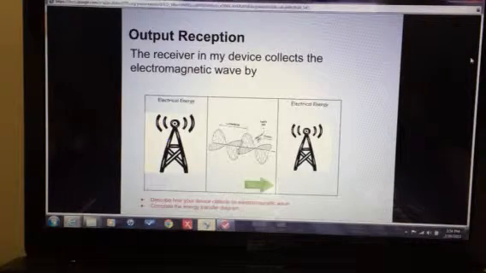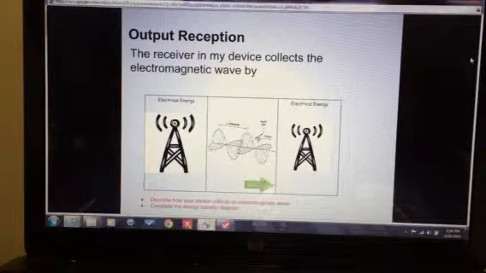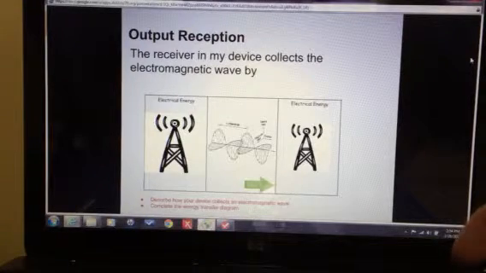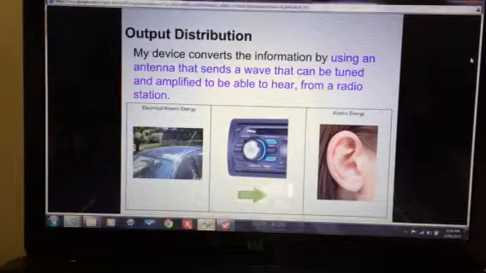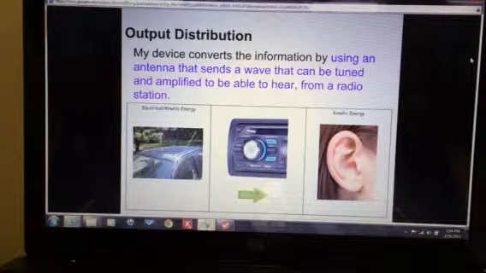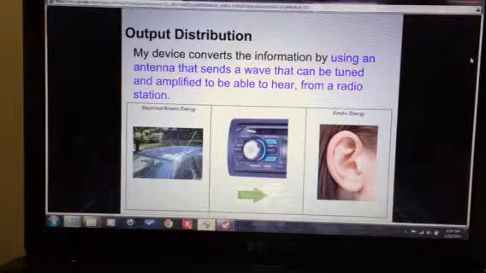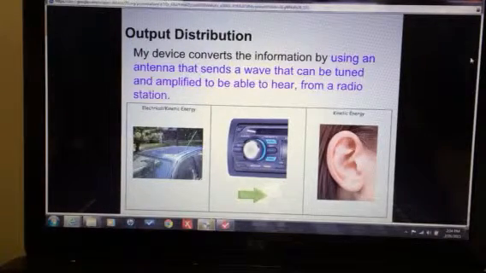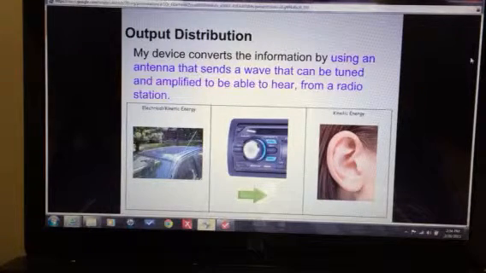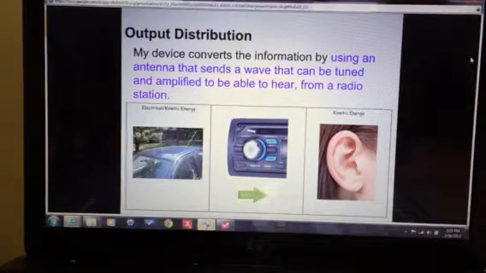The output reception. The receiver in my device collects the electromagnetic wave as the radio tower sends out the electromagnetic wave to other radio towers or your antenna. The output distribution. My device converts the information by using an antenna that sends a wave that can be tuned and amplified to be able to hear from a radio station. So your car antenna will pick up the electromagnetic wave, or like the electrical and kinetic energy, and then the tuner in your car will tune it to a frequency that you can hear it, and the kinetic energy is your ear.